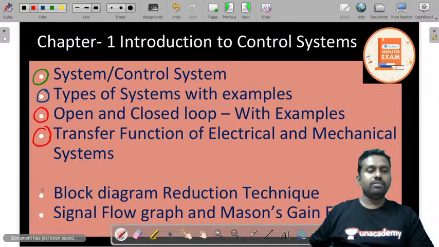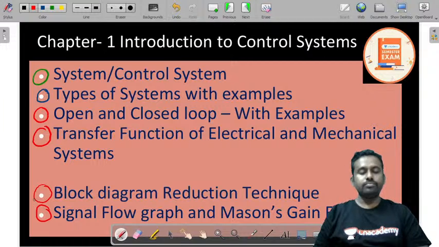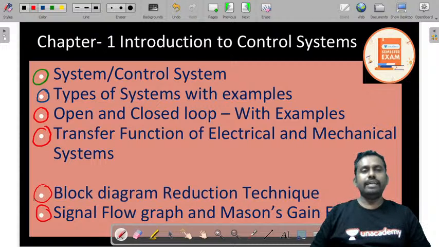In the next session, we will be discussing block diagram reduction technique, signal flow graph and Mason's gain formula. So these are the topics of Introduction to Control Systems Chapter 1 that I will discuss. So let's get one by one into these topics.